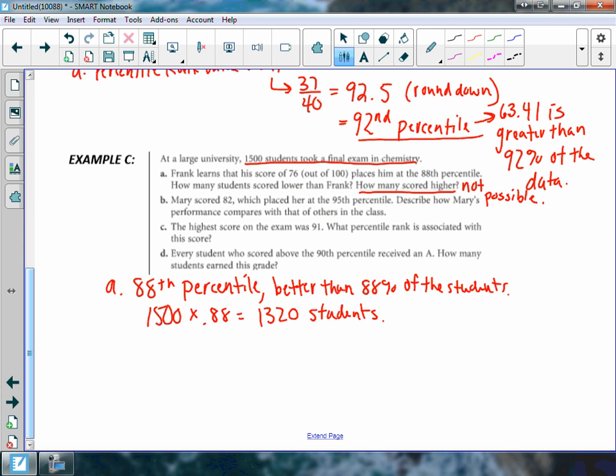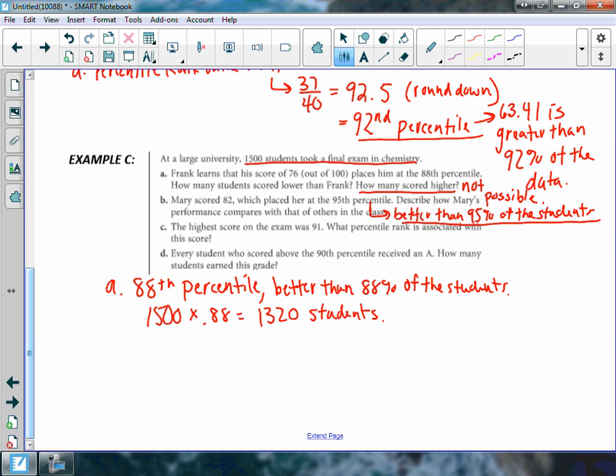Part B says Mary scored an 82, which placed her at the 95th percentile. Describe Mary's performance as it compares with others in the class. This means that she did better than 95% of the students. So we'd assume that she probably had a pretty high grade unless there was a considerable curve. The highest score on the test was a 91%. What percentile rank is associated with this score?